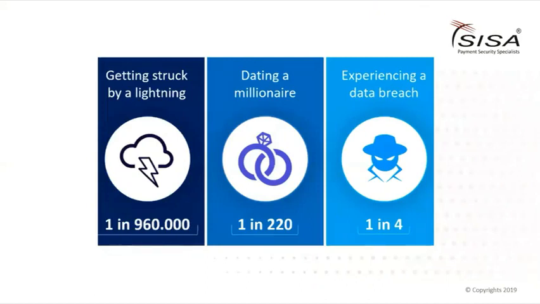Now, what are the odds of getting struck by lightning? It's around 1 in 960,000. Dating a millionaire, I don't know how many of you might be interested in this, but yeah, that's 1 in 220. And fortunately or unfortunately, experiencing a data breach is around 1 in 4. So you can see the probability over here, how easy it is that our personal data can get breached or has a high probability of getting breached at the end of the day.